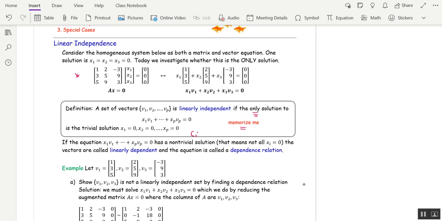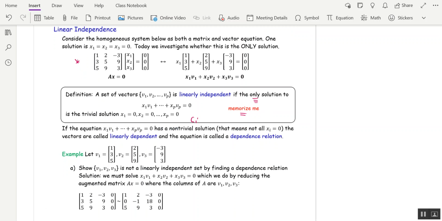And then if there is a non-trivial solution to this equation, we call that a dependence relation. So if you're looking for a dependence relation, you're looking for an equation that looks like this, where not all the x's are 0. And so we're going to find a dependence relation in this example here. We've got three vectors. We want to show that the set v1, v2, v3 is not linearly independent. And we're going to do that by finding a dependence relation.